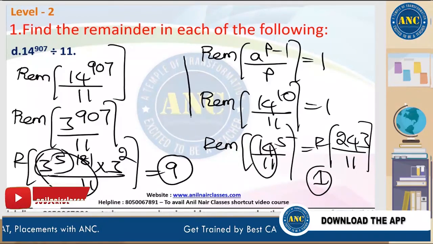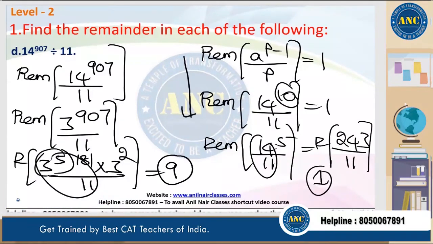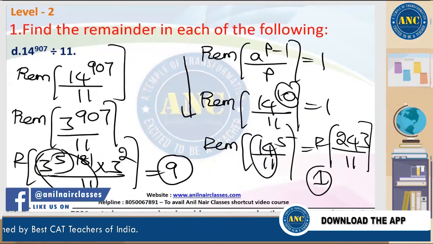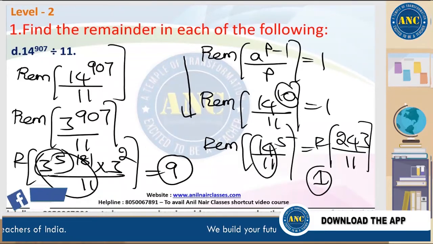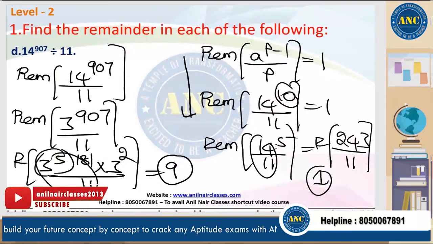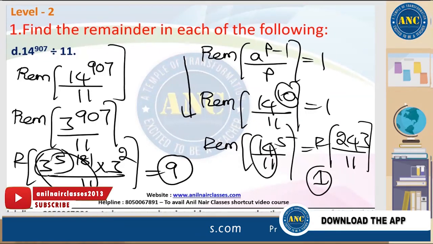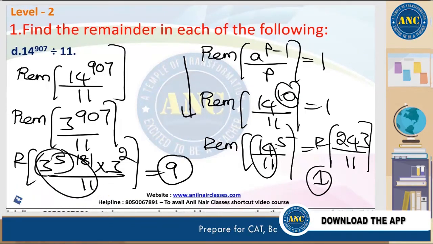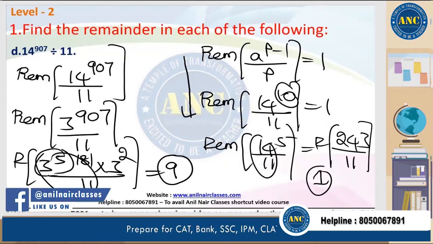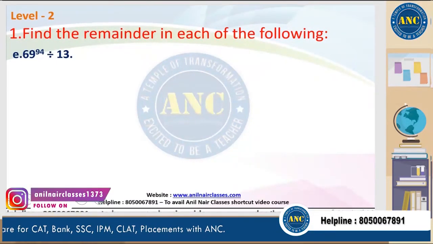For me, application of Fermat's theorem is not important. How to find out if 14 power 10 by 11 is 1? Can I do it with the factors of 7 and reduce my calculation time? I hope it is clear, right? Now next one. More and more problems we will solve.